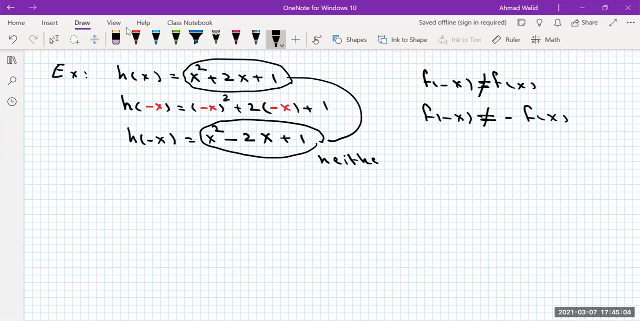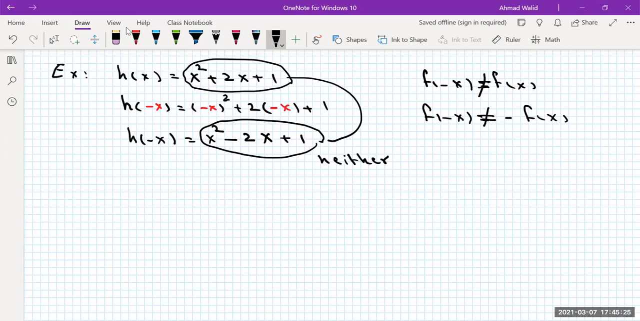This function is not odd. This function is not even. It's neither of them. This was all about how to identify if a function is even or if a function is what? Odd.